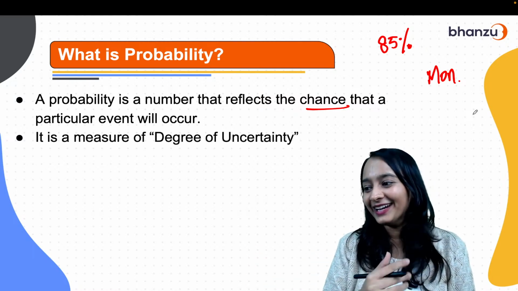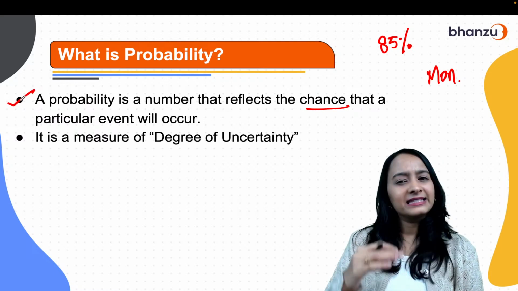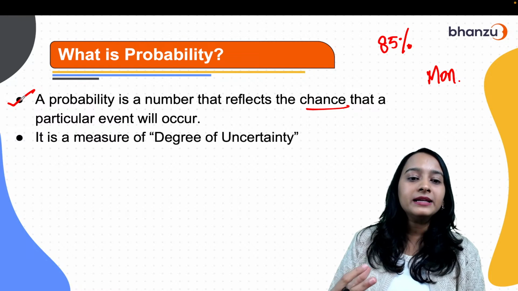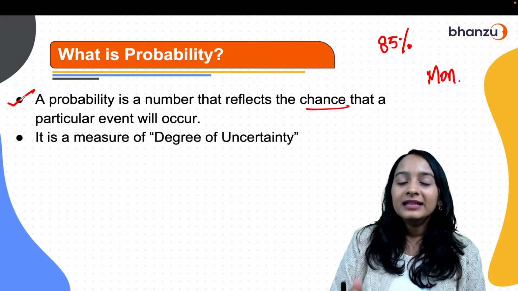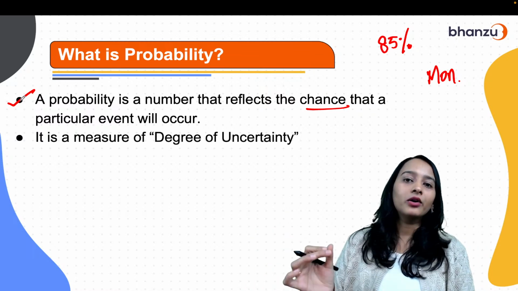Okay? Alright. So a probability is the same as chance, but in probability we take a number that reflects the chance that a particular event will occur or not.